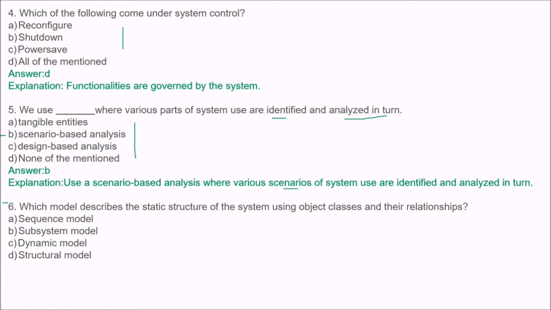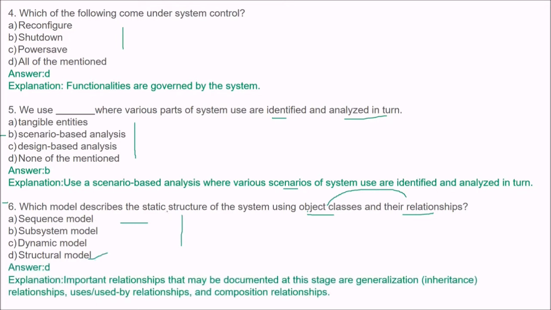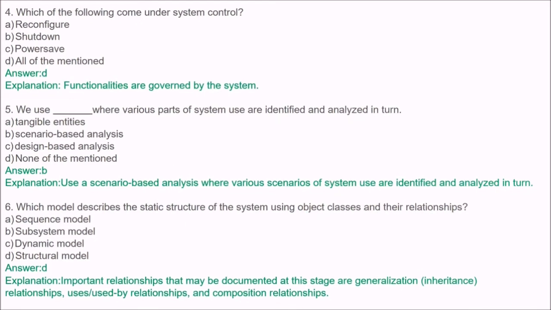Next is, which model describes the static structure of the system using object classes and their relationship? Which model? Static structure, object classes and their relationship. Can you answer? These are 4 options for you. The answer is your structural model, static structure, depicting object classes and their relationship. So important relationships that may be documented at this stage are generalization, that is inheritance. Inheritance corresponds to generalization relationships, uses or used-by relationships, and composition relationships.